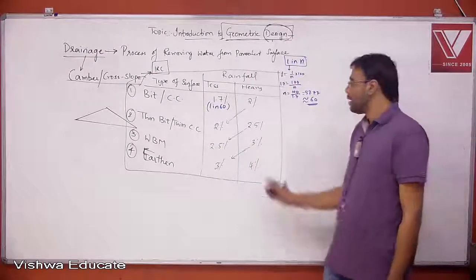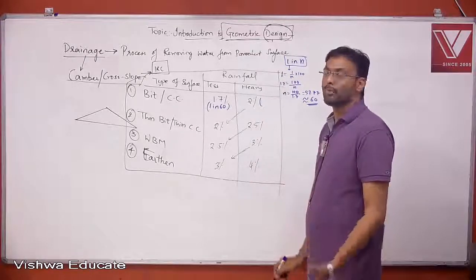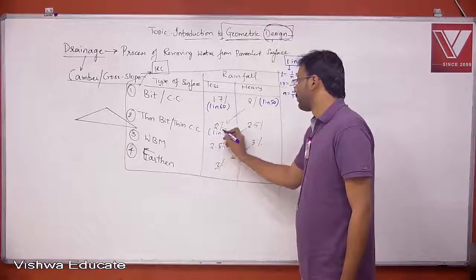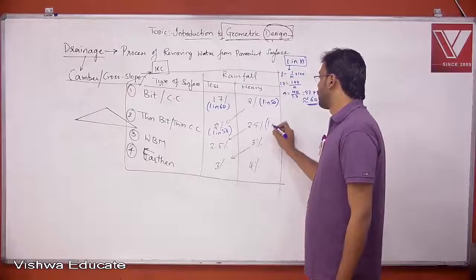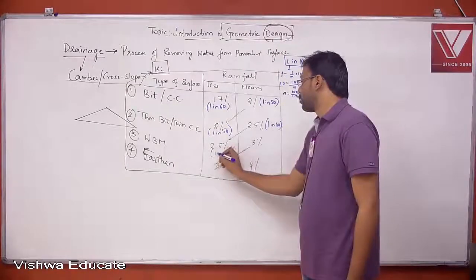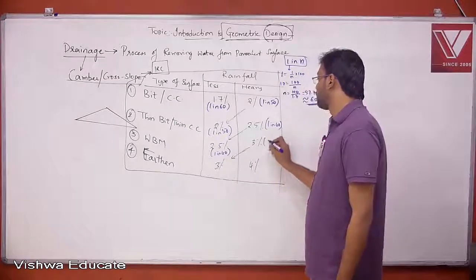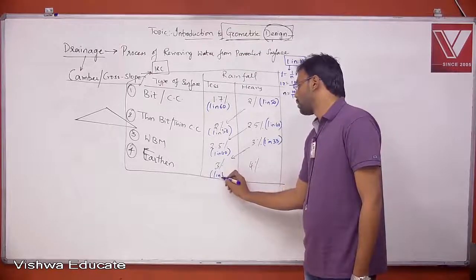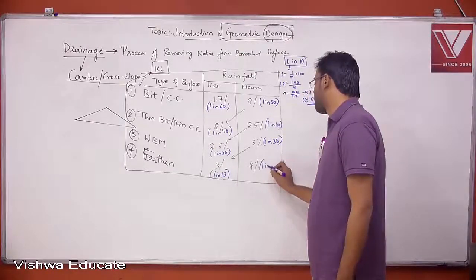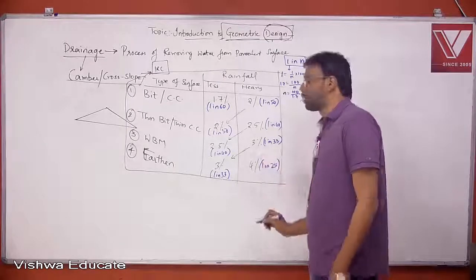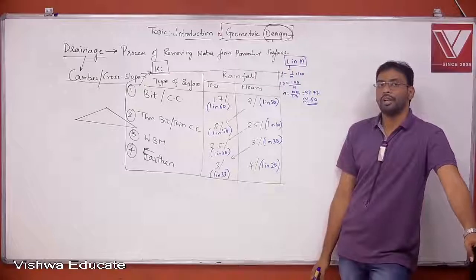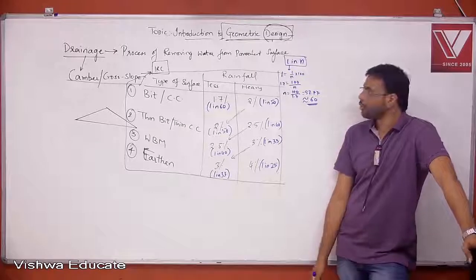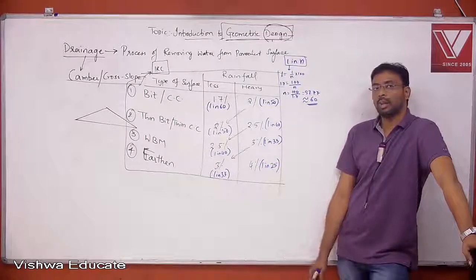So 1 in 60. Similarly, 2% is 100 by 2, 1 in 50. 100 by 2.5, 1 in 40. 100 by 3, 1 in 33. 100 by 4 is 25, so 1 in 25. So if you know the percentage, you can convert into 1 in n format easily, of course. And this table is to be remembered.